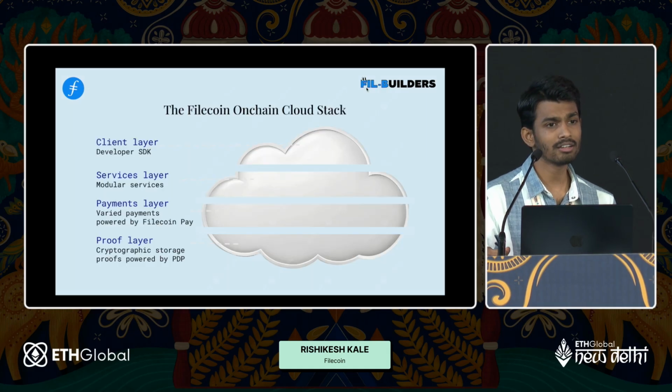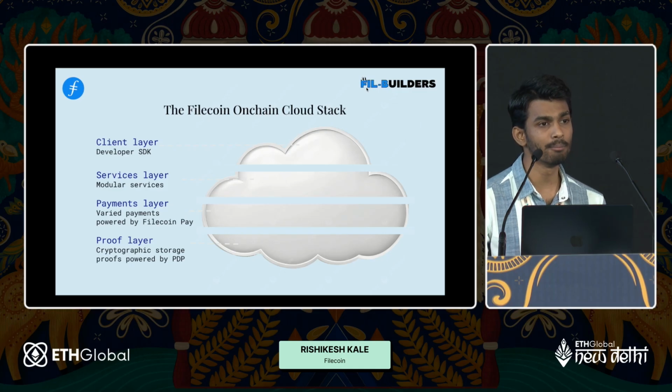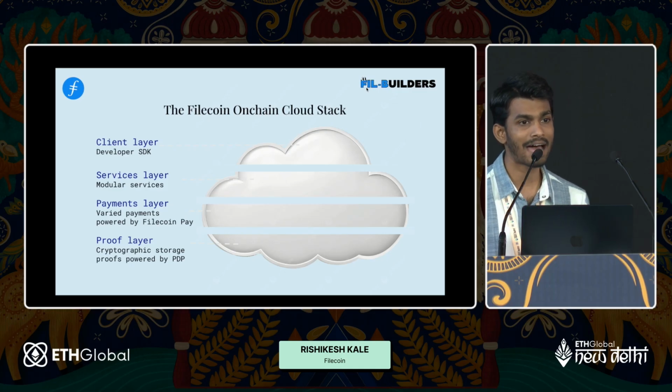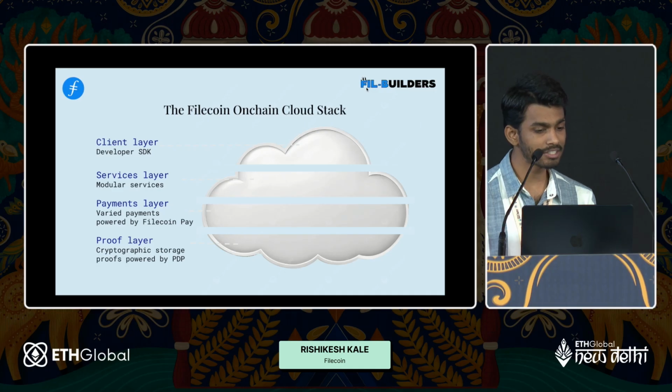So what is the tech stack involved in Filecoin Onchain Cloud? Starting with the client layer, which is something I just mentioned, the JavaScript TypeScript SDK, the developer SDK, which we can directly use. But beneath that, there are some layers that are equally important. From the architecture perspective, there is a services layer, which brings in modular services to integrate all the storage providers and bind them together.